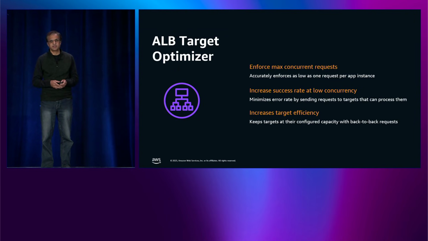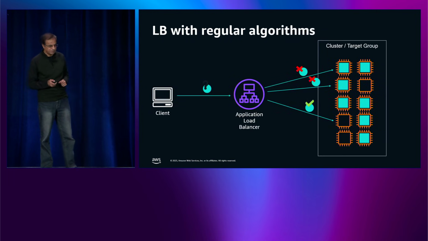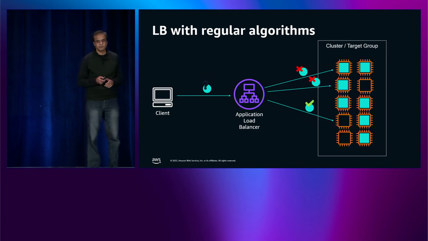You can specify, say, I want to have only one connection going to one target, and that improves your success rate as well as gives you low concurrency. Why is this useful? It also increases target efficiency. This is meant for your AI workloads, maybe training, maybe inference workloads, where your target wants to dedicate all its time only to one single task. For example, with today's ALB load algorithms, imagine you choose a round-robin algorithm or least connections.